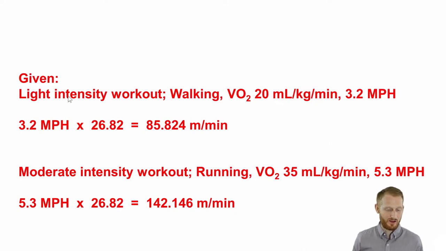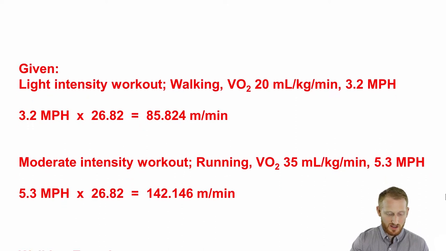For both of these, we need to start off by converting the miles per hour to meters per minute, because that's what the ACSM equations are set up to use. The conversion is to take our miles per hour and multiply by 26.82, which is the conversion factor from miles per hour to meters per minute. So for the walking workout, 3.2 miles per hour times 26.82 gives you 85.824 meters per minute. And for the running workout, we have 5.3 miles per hour multiplied by the same 26.82, giving us 142.146 meters per minute for the speed of the treadmill.